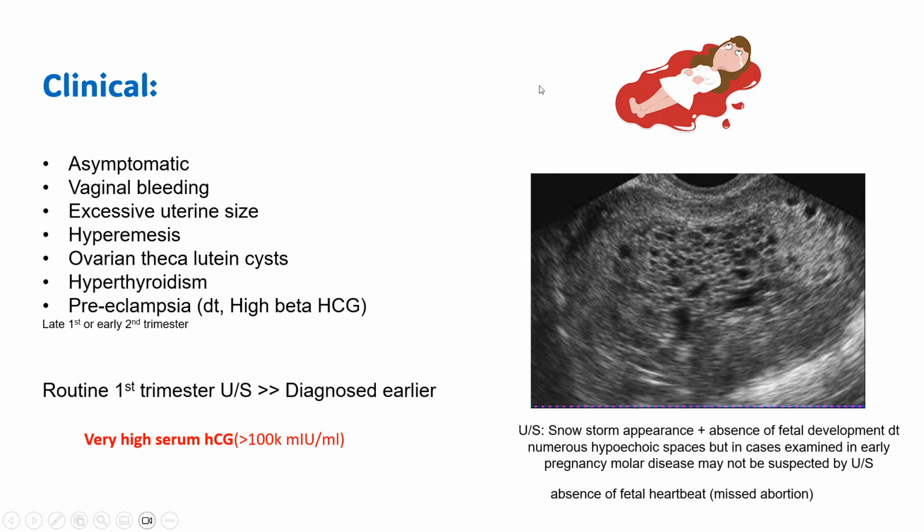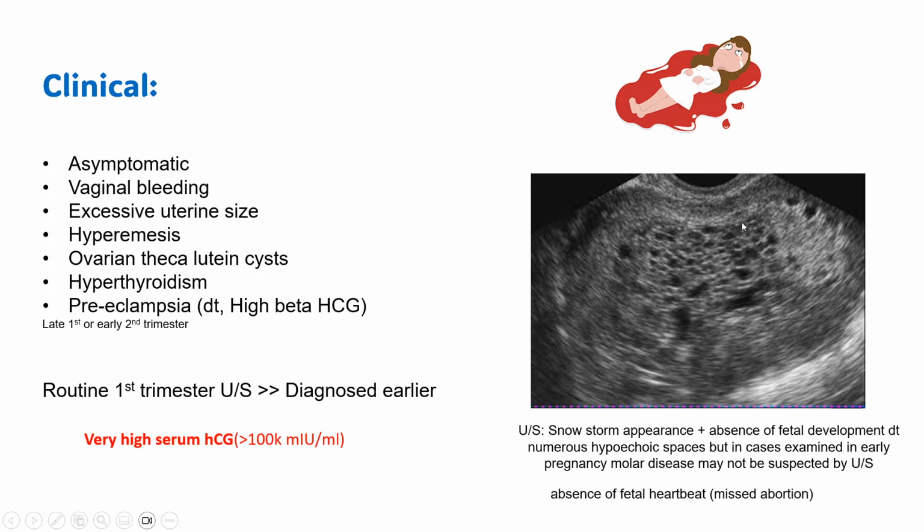So what else would my patient be complaining of except for vaginal bleeding? Actually, your patient might be asymptomatic, and you might spot her in her routine first trimester ultrasound and diagnose her earlier when you cannot find any fetal pole or any fetal parts or anything.